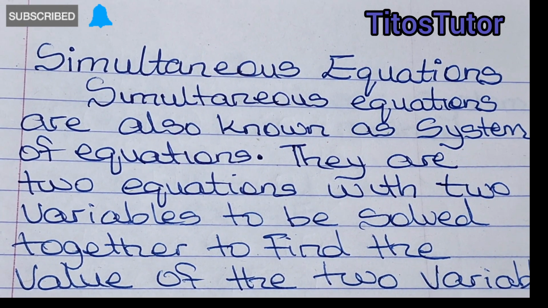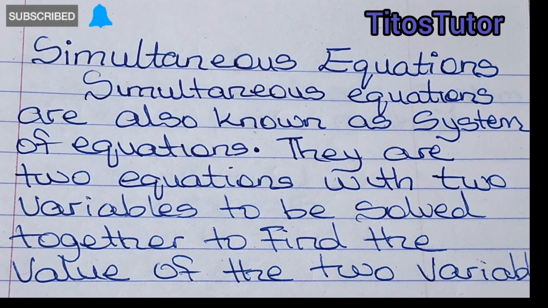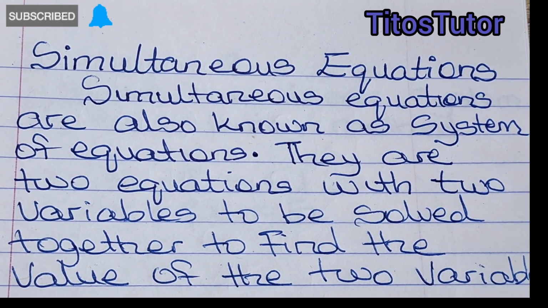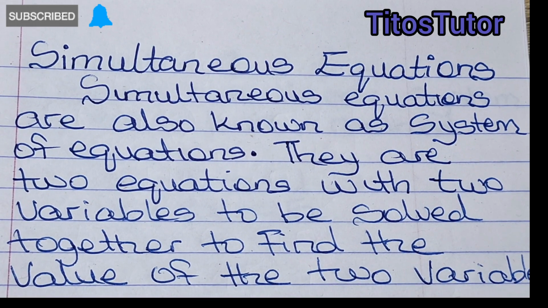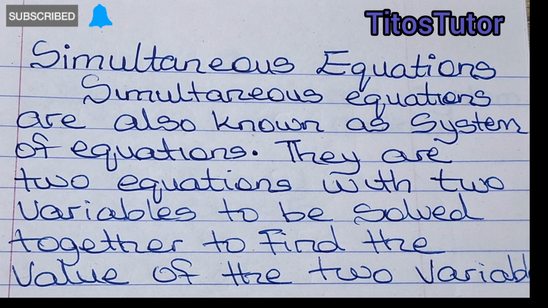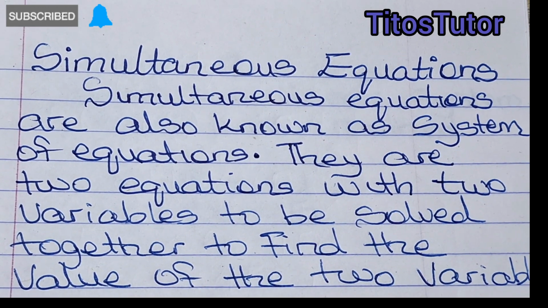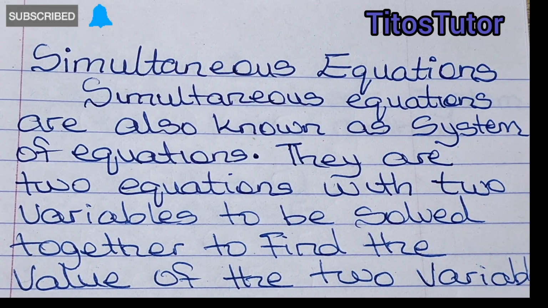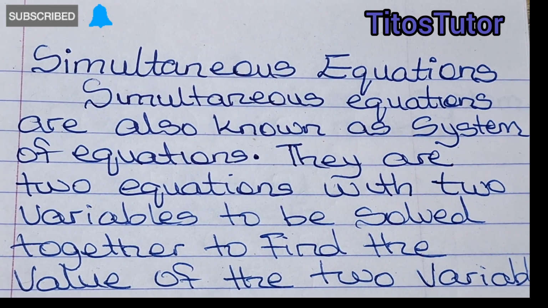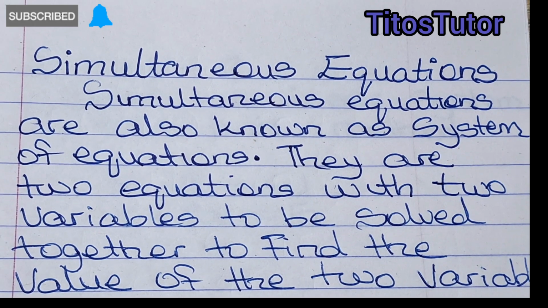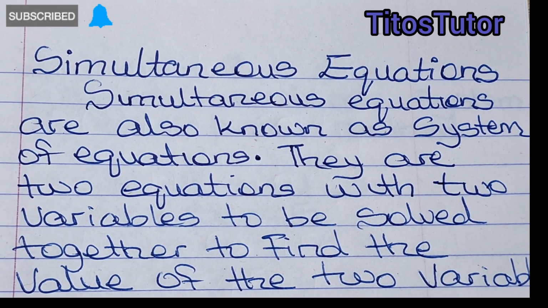On today's video, we're going to be learning about simultaneous equations. Simultaneous equations are also known as system of equations, where you have two equations that are related to each other. They have two variables. You're supposed to solve the two equations together and find the value of the two variables.